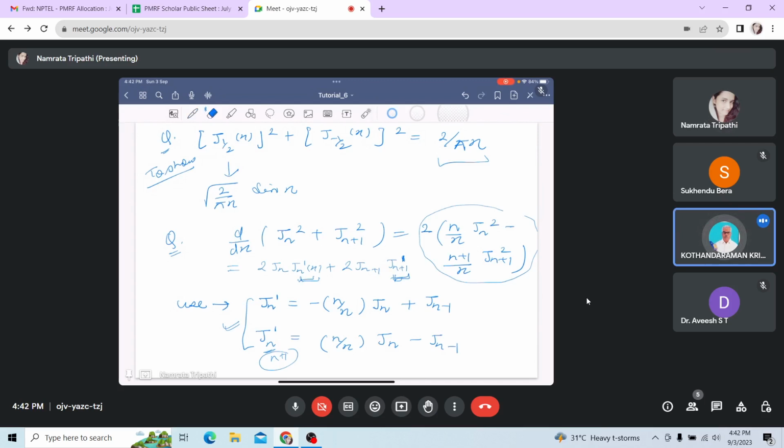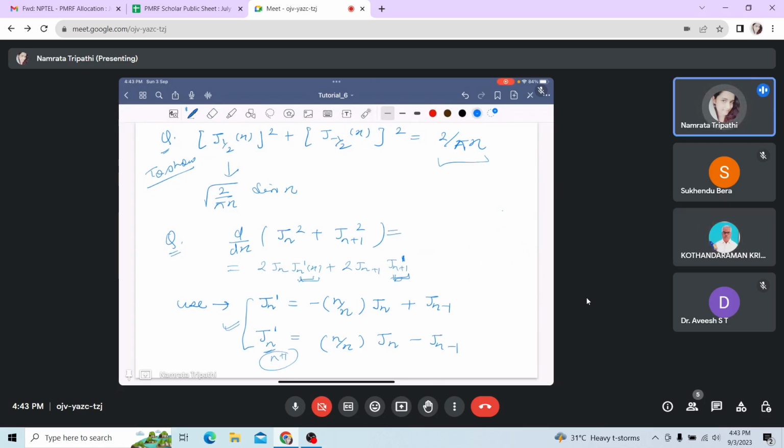Madam, left hand side. Left hand side, it is 2 in bracket n by x zn square minus of n plus 1 upon x zn plus 1 whole square, zn plus 1 square. Of x and dash you are given. Both equations are the same, but the recurrence relations are different. Okay, sorry. This is n plus 1.